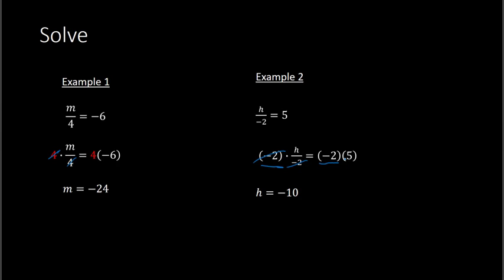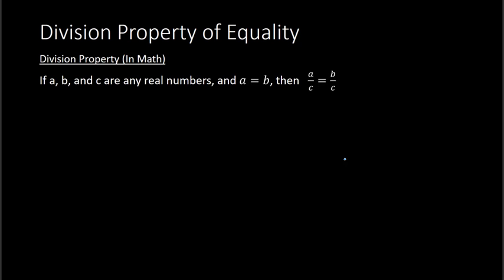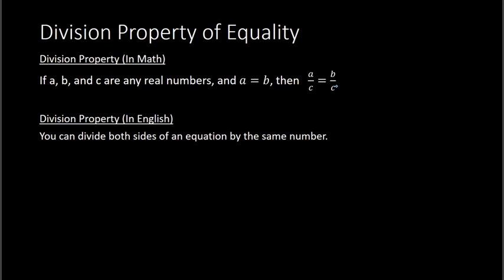Now, this multiplication property also works the same with division. So just like we can multiply both sides of an equation by some number, we can also divide both sides of an equation by some number. So in math notation, how I would state this is that if a, b, and c are any real numbers, and a is equal to b, then a divided by c would equal b divided by c. So bottom line, in English, this says that I can divide both sides of an equation by the same number. In this math notation, we're dividing both sides by c.